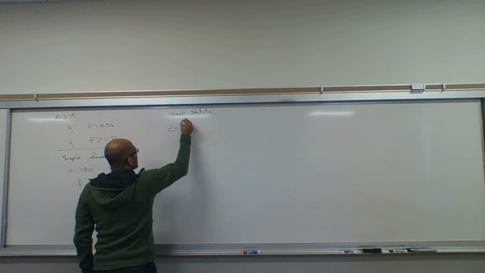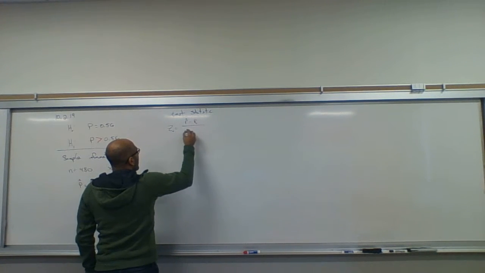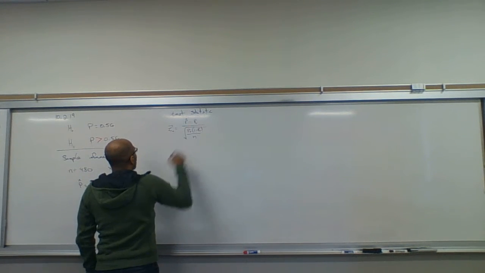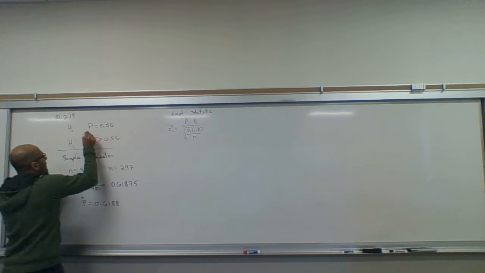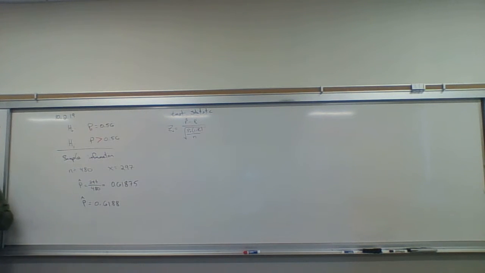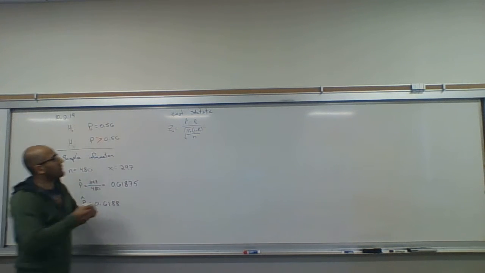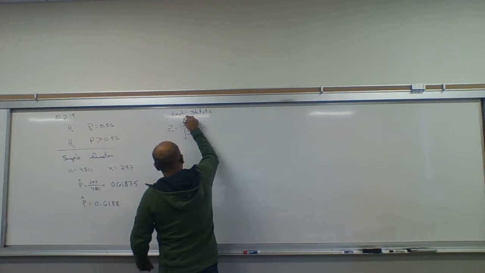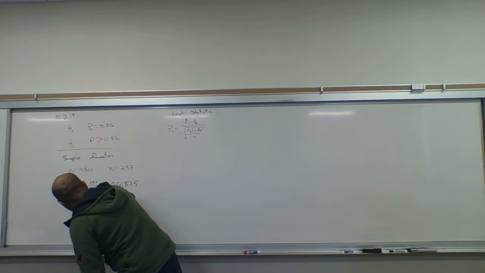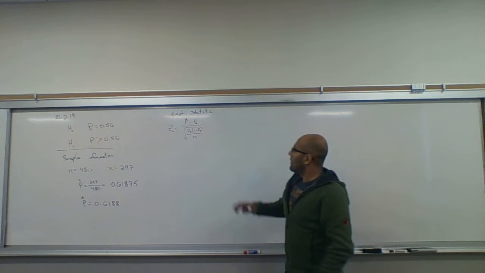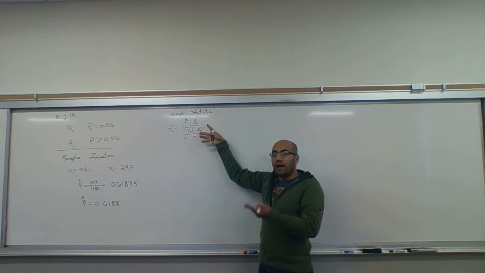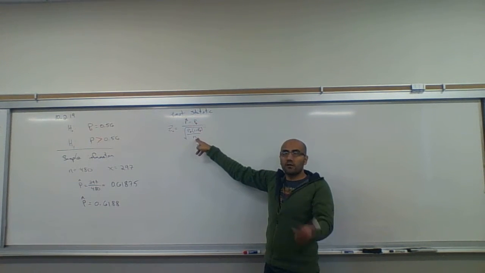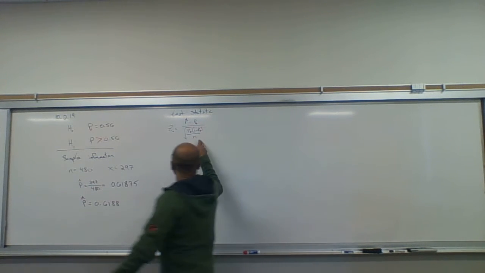Our formula is given as P hat minus P naught all over the square root of P naught times 1 minus P naught all over N. And like I said, this guy right here is what we refer to as P naught, because it is the P under the assumption of the null hypothesis. So this one is P naught, P naught, P naught. And this one is P hat, our sample proportion. You can either write the formula down or not. It is given to you on your formula sheet, so you don't have to write it down.